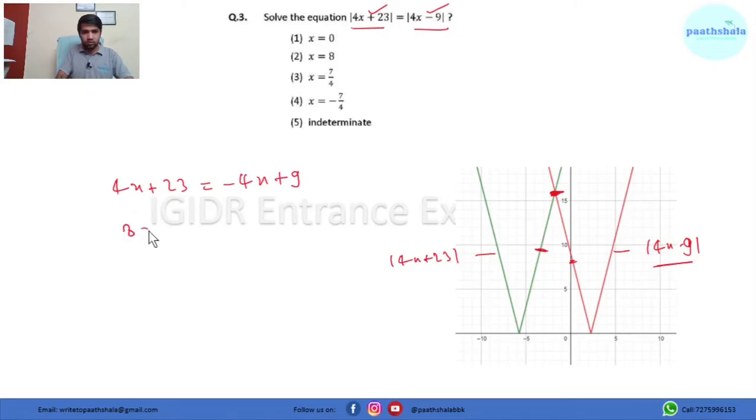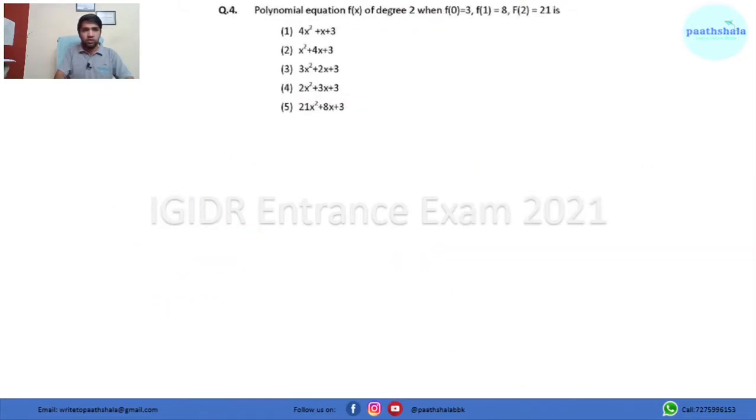So this comes out to be 8x equals minus 23 plus 9. So this is minus 14. So x comes out to be minus 14 upon 8, which is minus 7 by 4. So the option is the fourth, that is minus 7 by 4. Now let's move to the next question.